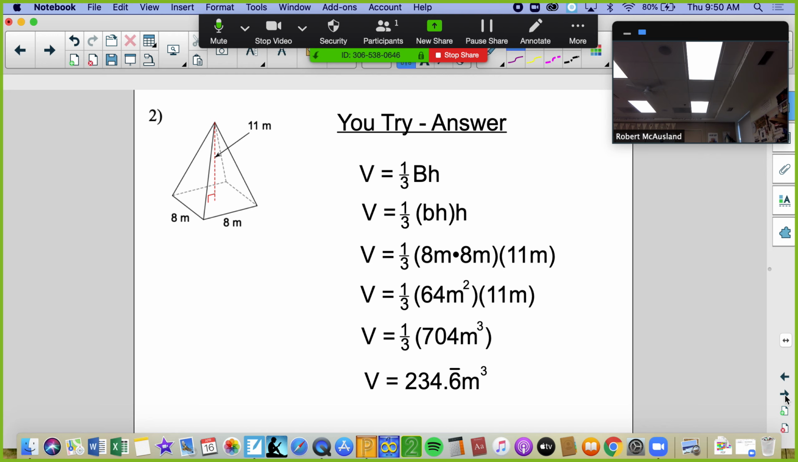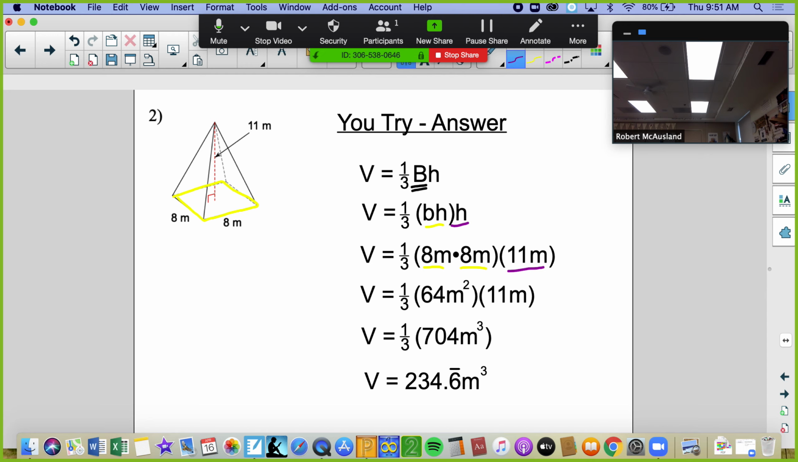So as we said, volume equals 1/3 big B times H. What's the base shape? The base shape for this one is a square. So we're going to use base times height. The base of that square is 8 meters. The height of that square is 8 meters. And then the height of the pyramid is 11 meters.